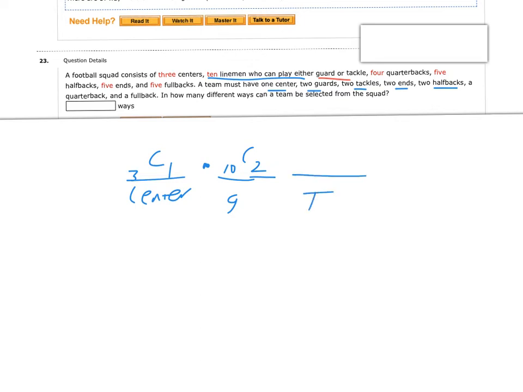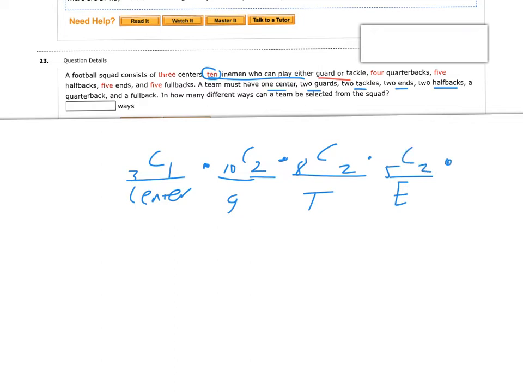And then for the tackles, we only have 8 left from these 10 because 2 of them are playing guard. And so out of the 8, we're going to choose 2. So that one you have to decrease it because they're kind of coming from the same group. All right, and then what do we need next? 2 tackles, got it. 2 ends. And so how many ends do we have? We have 5, and we're going to choose 2.